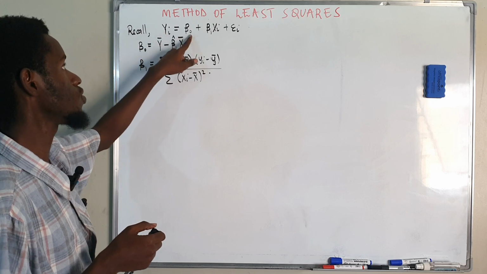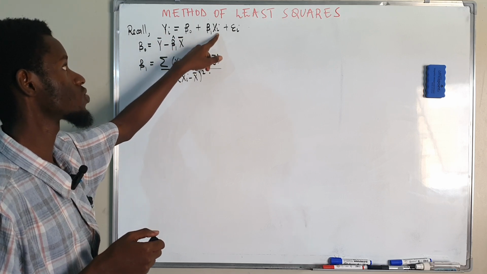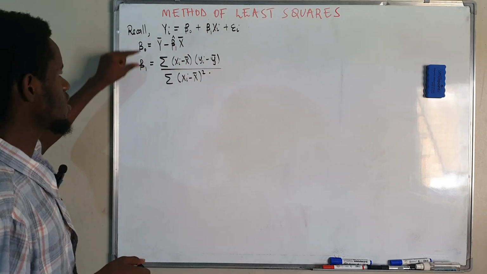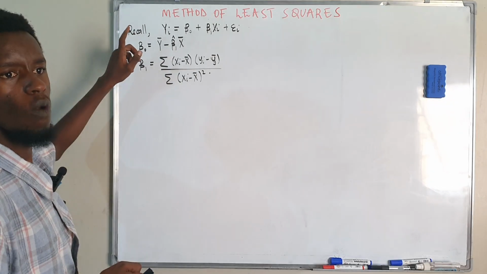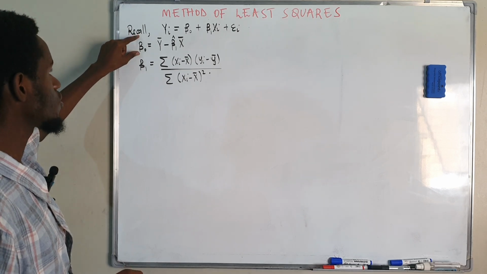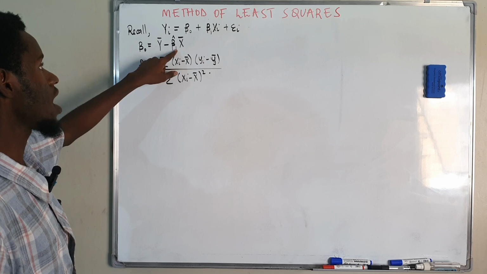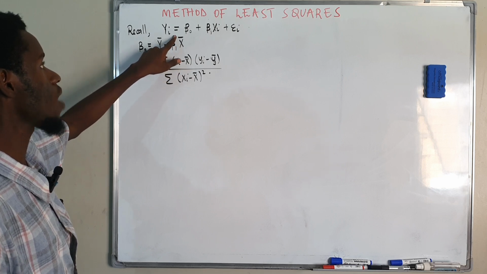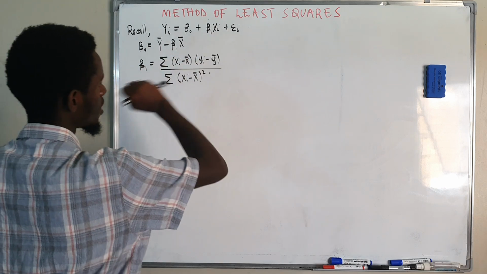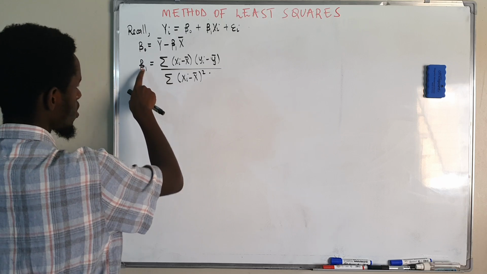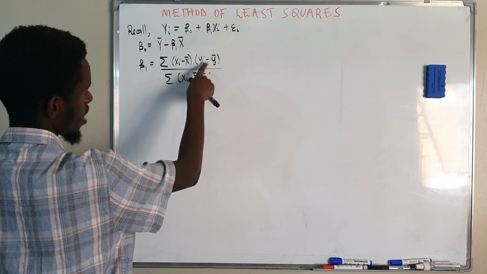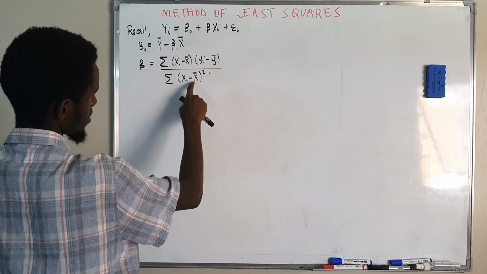Remember, our model is yi equals b naught plus b1 xi plus the error term. Now remember, in the previous video we used these formulas, but we didn't know where we got them from. Our b naught, our intercept, is the same as y bar minus b1 times x bar, where b1 is the slope of xi, and then there is the error term. Our slope b1 is the same as the summation of xi minus x bar times yi minus y bar over the summation of xi minus x bar squared.